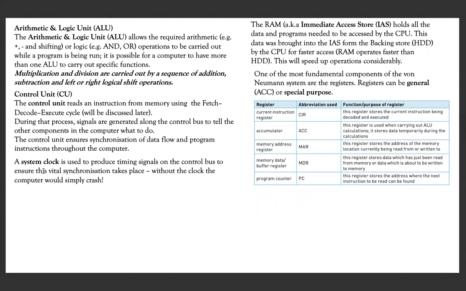Then we have the system clock. A system clock is used to produce timing signals on the control bus to ensure that vital synchronization takes place. Without the clock, the computer would simply crash.